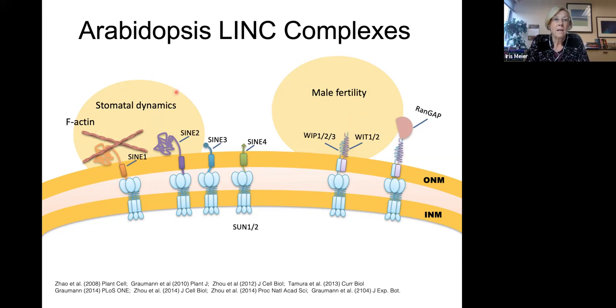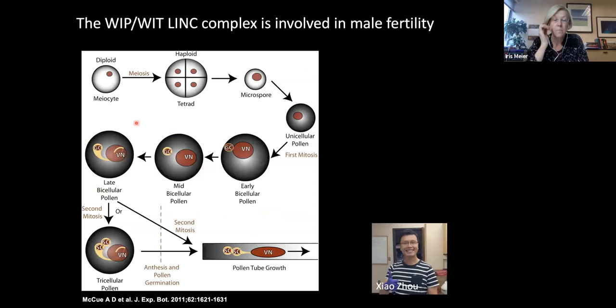And stomatal dynamics is the way of plants to cope with specifically abiotic stresses. So here we're directly talking about drought and heat tolerance. And I think these are two topics of increasing importance in our days. Okay, so male fertility first.